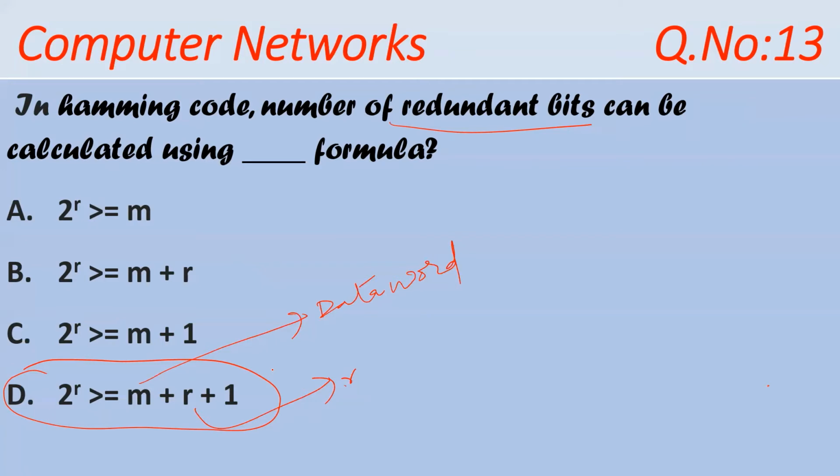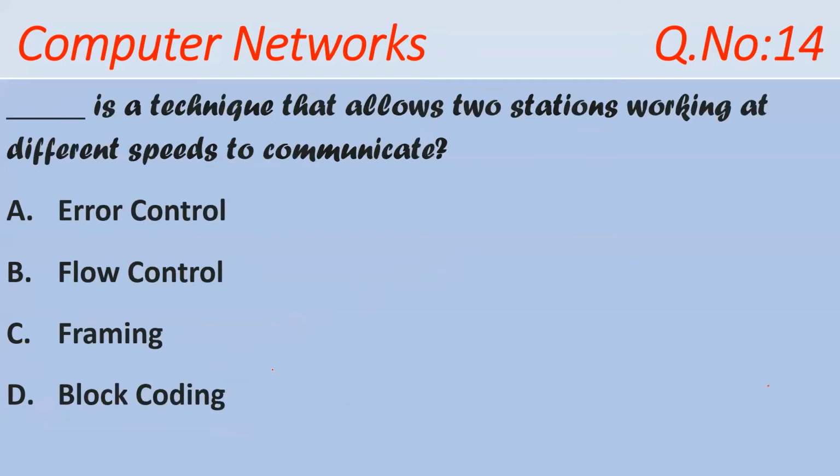This is the formula. So next question is, dash is a technique that allows two stations working at different speeds to communicate. So this is flow control. Flow control is a mechanism in which two stations working at different speeds can communicate with each other, and based on the speeds, they can adjust their speeds of transmission. So flow control is the technique.